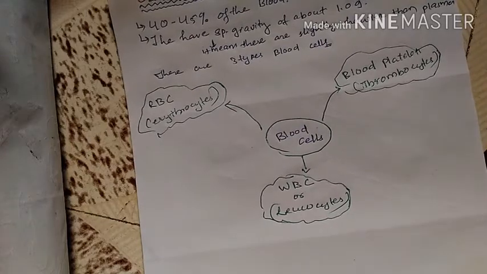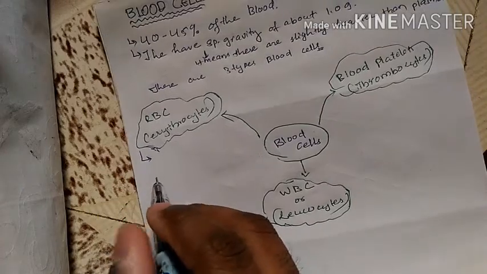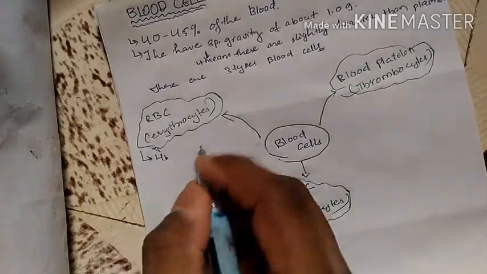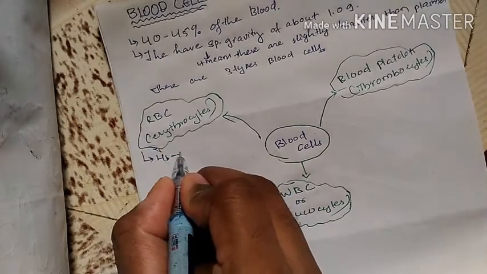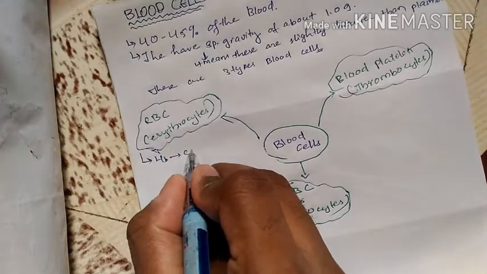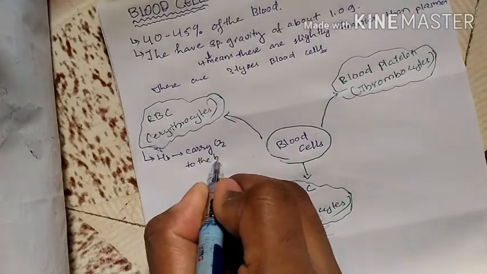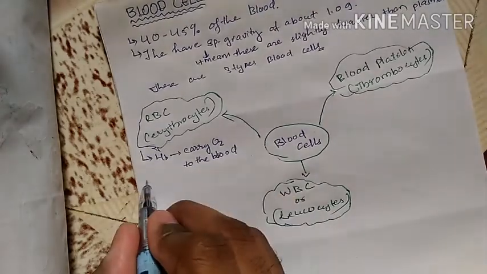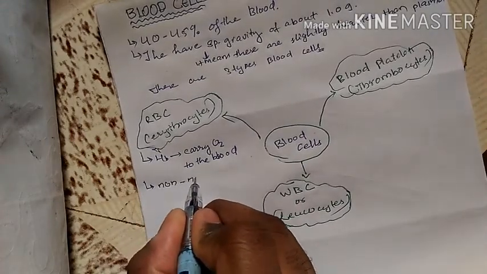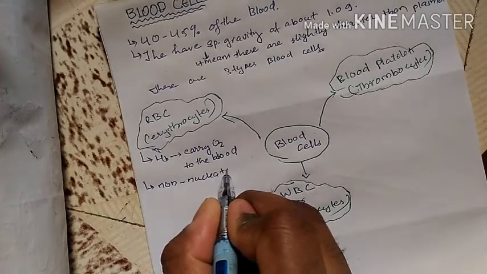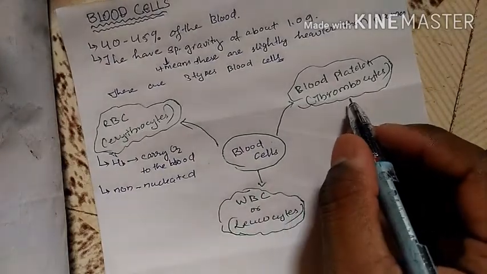Now we're going to see some details about these cells. RBCs contain hemoglobin. These hemoglobin-containing cells carry oxygen, that is O2, in the blood. These RBCs have no nucleus, which means they are non-nucleated in human beings. If asked which cell in humans doesn't have a nucleus, it will be RBC.